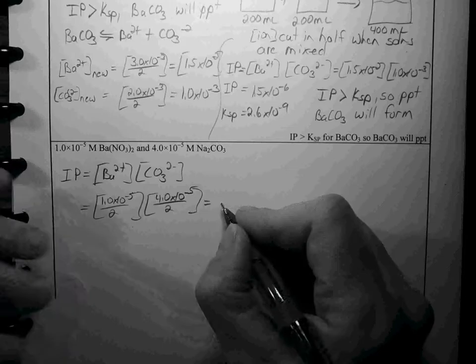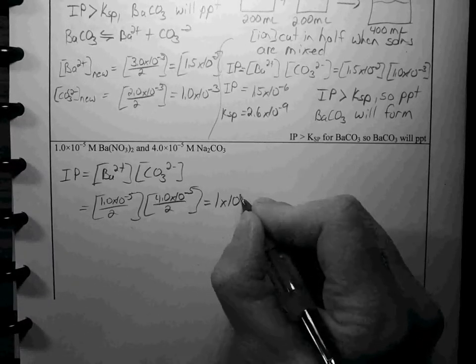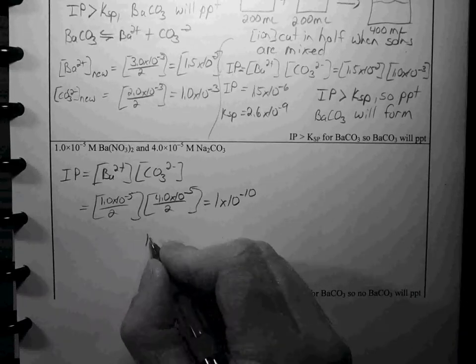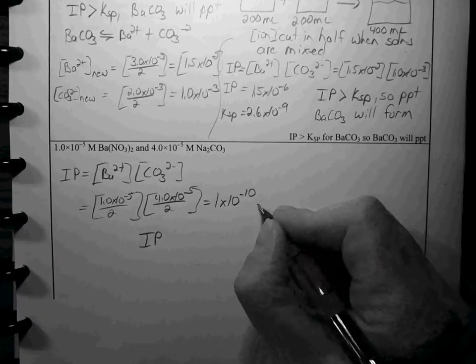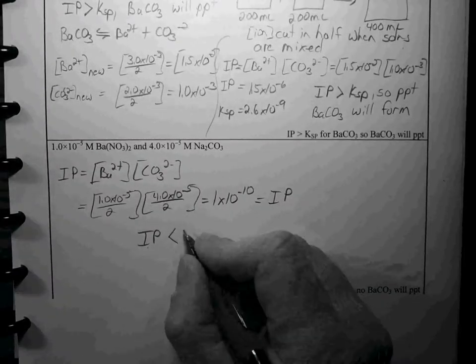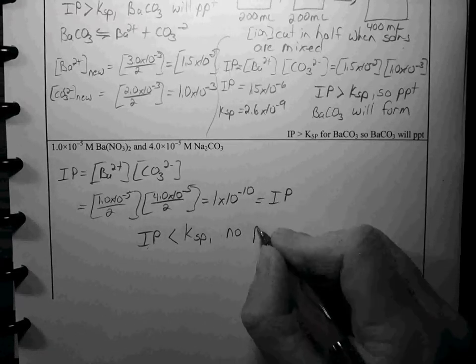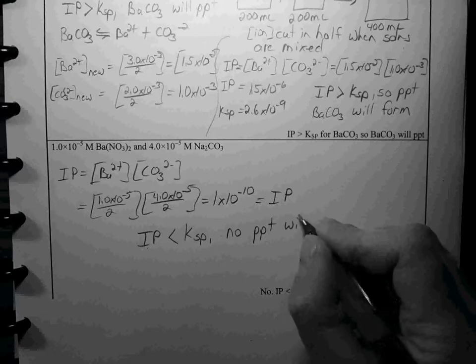And we find our ion product is 1 times 10 to the minus 10. In this case, we compare it to KSP. We find IP is smaller than KSP. So no precipitate will form.